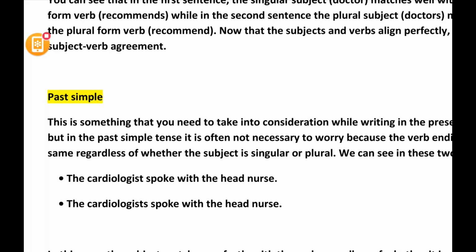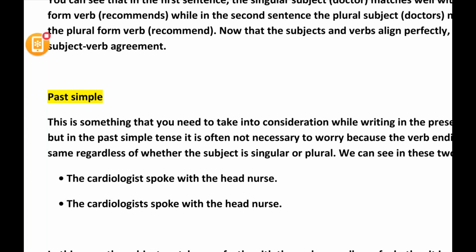There is no S or ES in the past tense. It is only in the simple present tense. Is that clear now? S or ES will be implemented only in the simple present tense, not in the past tense. In the past tense, it doesn't matter if the subject is singular or plural. It will always be the second form of the verb.